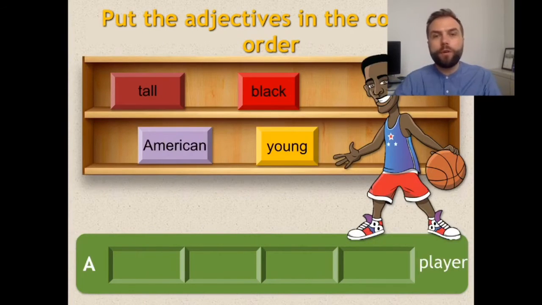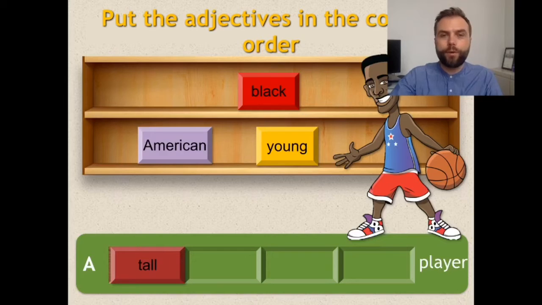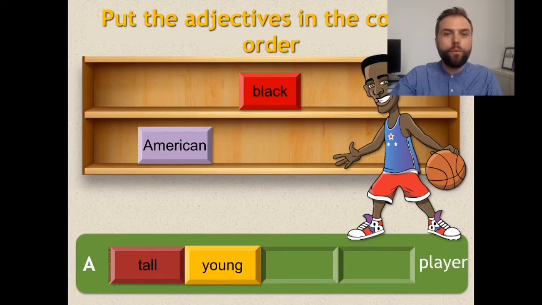Again, we've got 4 adjectives. And the adjectives are, what's the first one? American? No. Black? No. Not young. Tall is the correct answer. What's next? Not American, not black, young. What's the next adjective here?